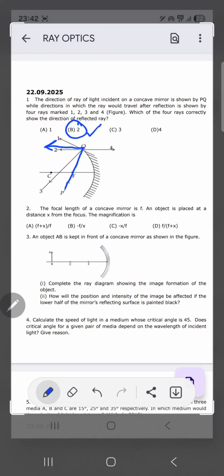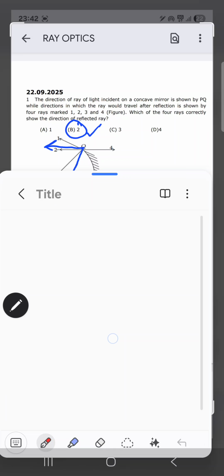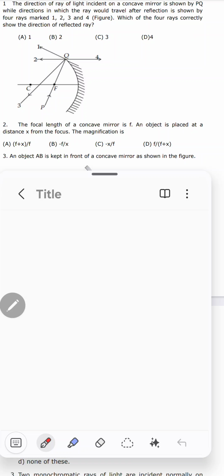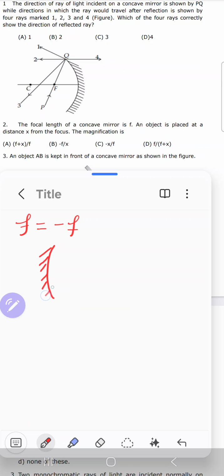And the second question is: the focal length of a concave mirror is f. An object is placed at a distance x from the focus. The magnification is? Now you see here some of the parameters are given. Focal length is f. As it is a concave mirror, the focal length is negative. And second thing, the object is placed at a distance x from the focus. Let us consider the focus is here. The object is placed at a distance x from the focus.